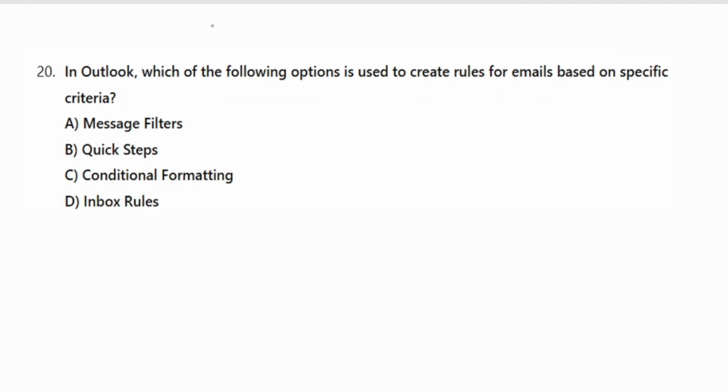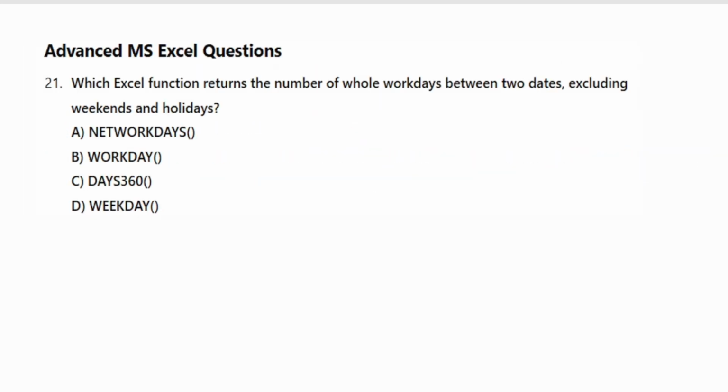Now move to the next question. In Outlook, which of the following options is used to create a rule for email based on specified criteria? So the correct option here is inbox rule, option number D, because inbox rule enables the user to automate sorting and handling of incoming emails based on specified conditions like a sender or keyword.